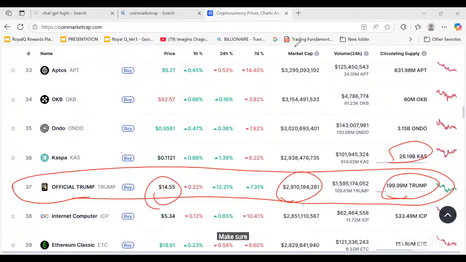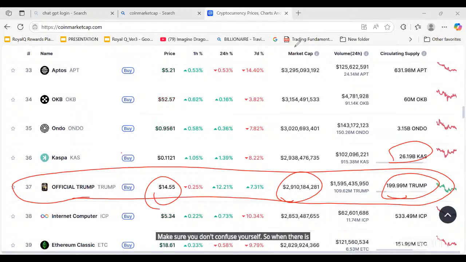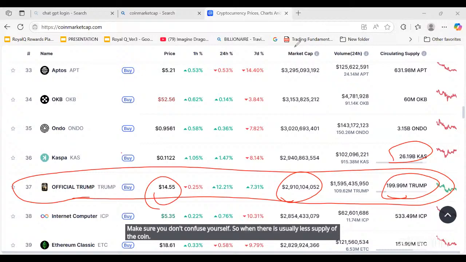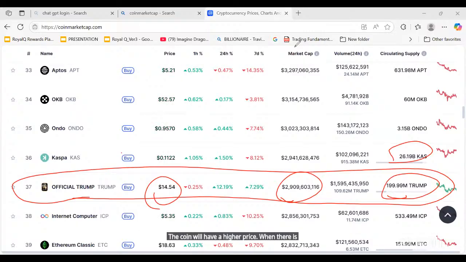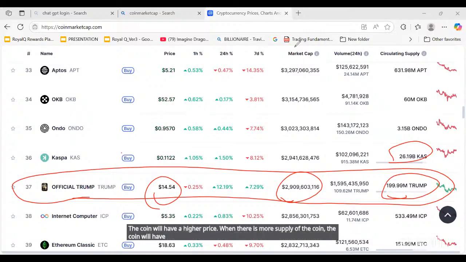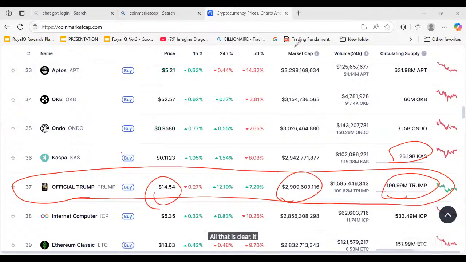Make sure you don't confuse yourself. When there is usually less supply of the coin, it will have a higher price. When there is more supply of the coin, it will have a lower price. I hope that is clear. It is just simple logic. Just make sure you don't confuse yourself.